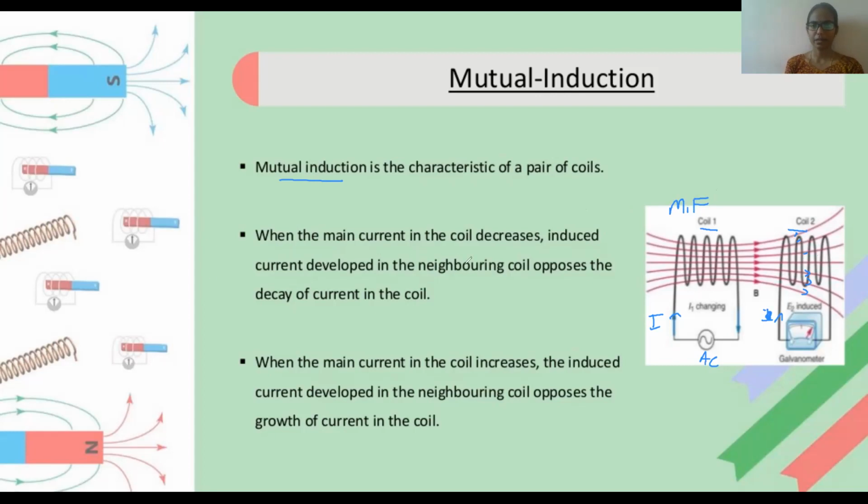So how is it seen? When the main current in the coil decreases, an induced current develops in the neighboring coil and opposes the decay of the current. In self-inductance, the coil itself is opposing, but here the second coil opposes the change in the current. When the main current in the coil increases, the current developed in the neighboring coil opposes the growth of the current. That means again it is self-regulating. Both coils do the work of regulation here. Okay, children, I hope it is clear what self-induction and mutual induction are.